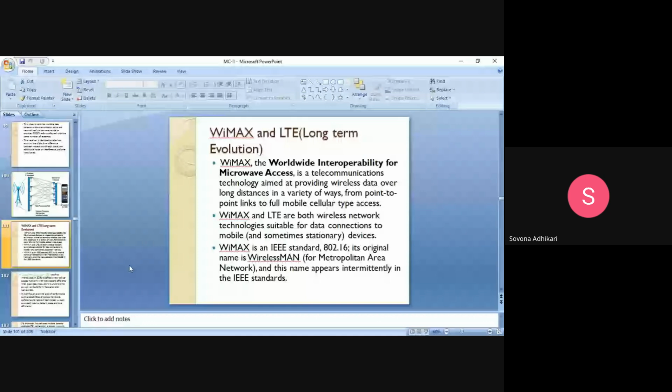WiMAX is an IEEE standard, 802.16. Its original name is WirelessMAN, for Metropolitan Area Network. You know that LAN, MAN. The name appears intermittently in the IEEE standards. Its original name is WirelessMAN, and now it is known as WiMAX.